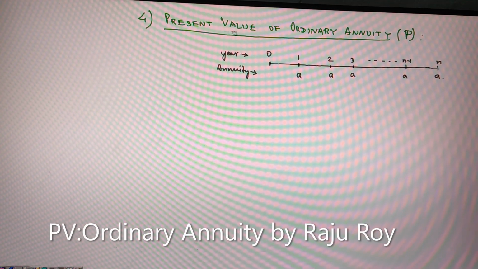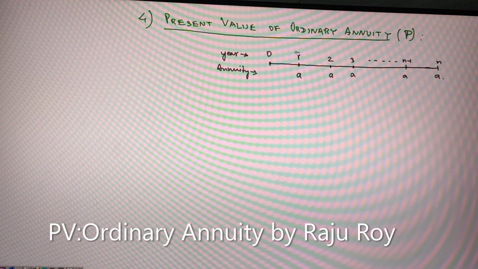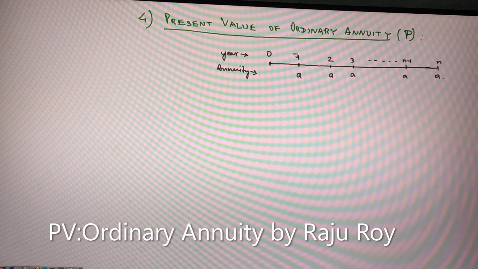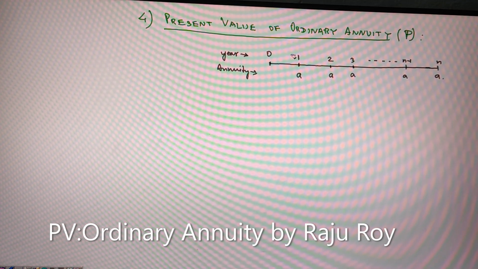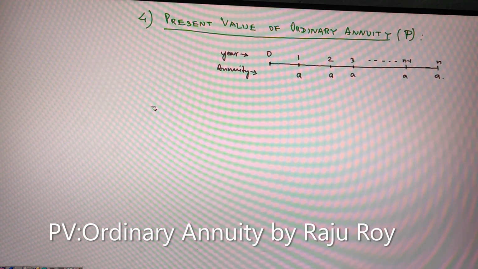Okay, now here you need to understand this is the fourth class, the present value of an ordinary annuity. I have discussed what is an ordinary annuity and what is an annuity due. So you can watch my videos in sequential order, then you can understand it. Now, what is the meaning of present value?